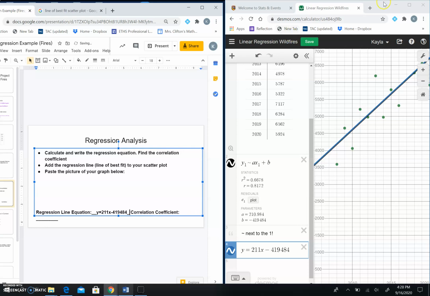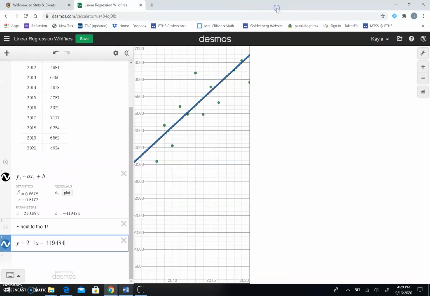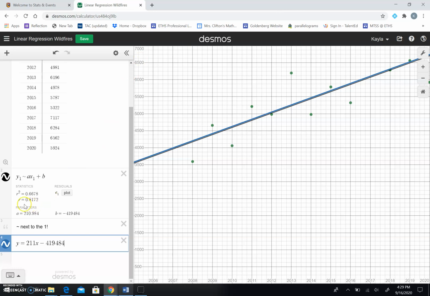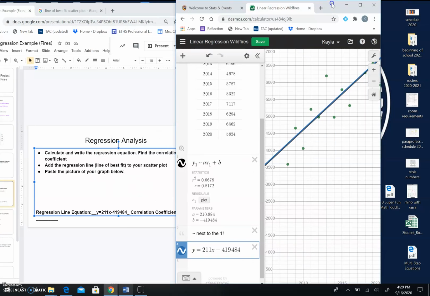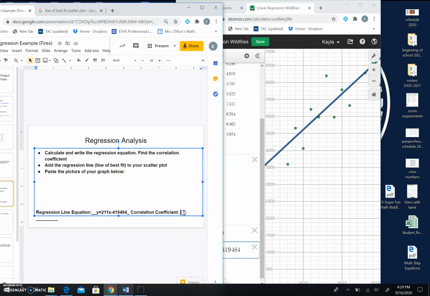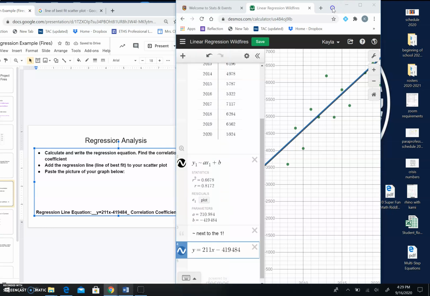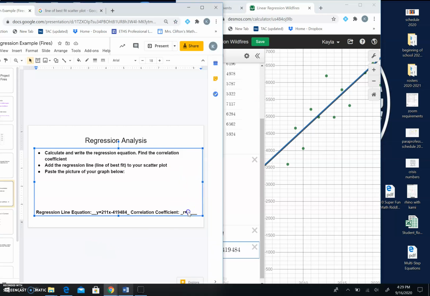The other thing is we want to look for the correlation coefficient, and it actually tells us what that is here. My correlation coefficient is R. And R, I'm going to type that here, and I'll explain what it is representing in a second. So R is equal to, what was it? I think it was 0.8 something. Looks like R is about 0.81. Okay, so I'm going to type that in.